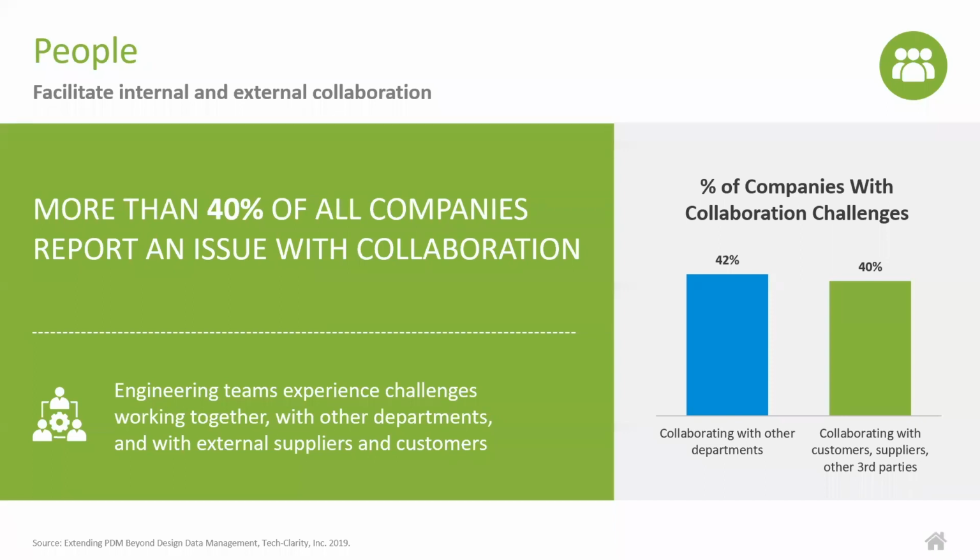Are your engineers able to work together effectively? Sending emails or using shared folders is maybe not the best thing to do. How easy is it for your engineering team to collaborate with other departments such as manufacturing, purchasing, and sales? Can you easily share data and information with outside suppliers and customers? Again, email and FTP sites are maybe not the best solution here.